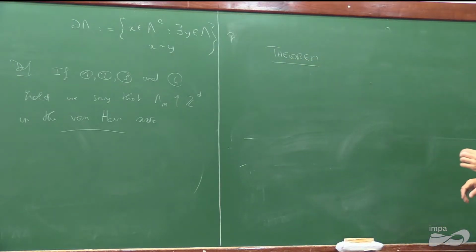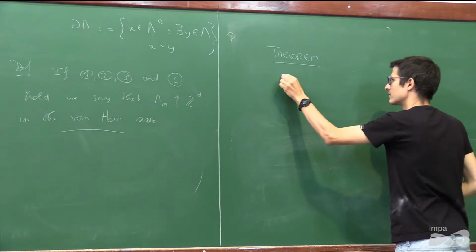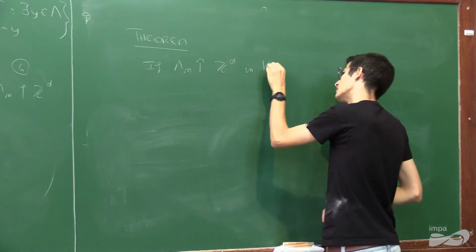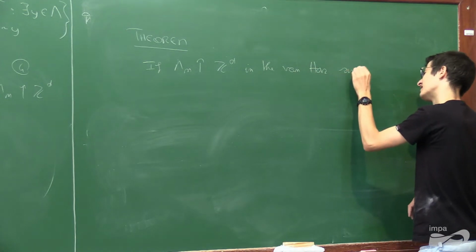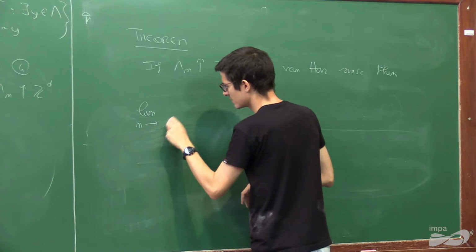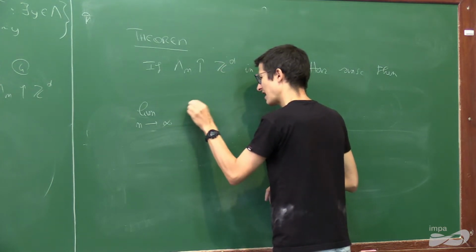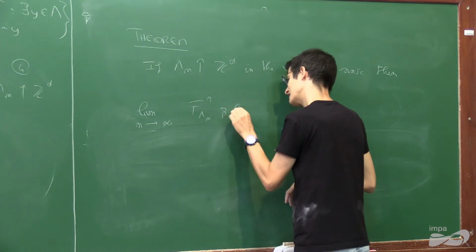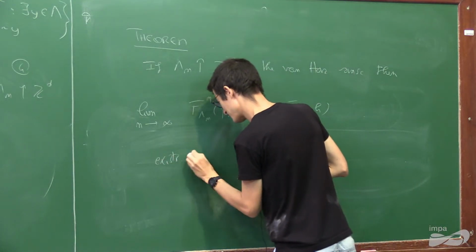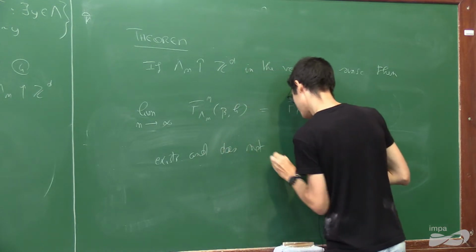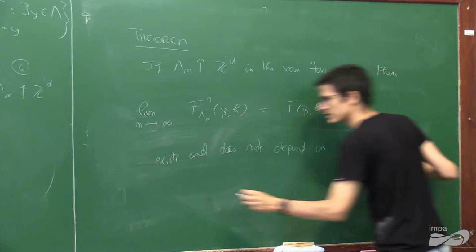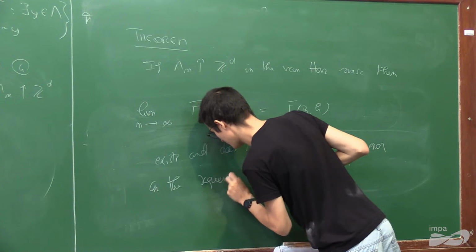And our theorem is that if lambda n converges to Z^d in the Van Hove sense, then the limit when n goes to infinity of the free energy f lambda n eta beta h exists and does not depend on eta nor on the sequence lambda n.